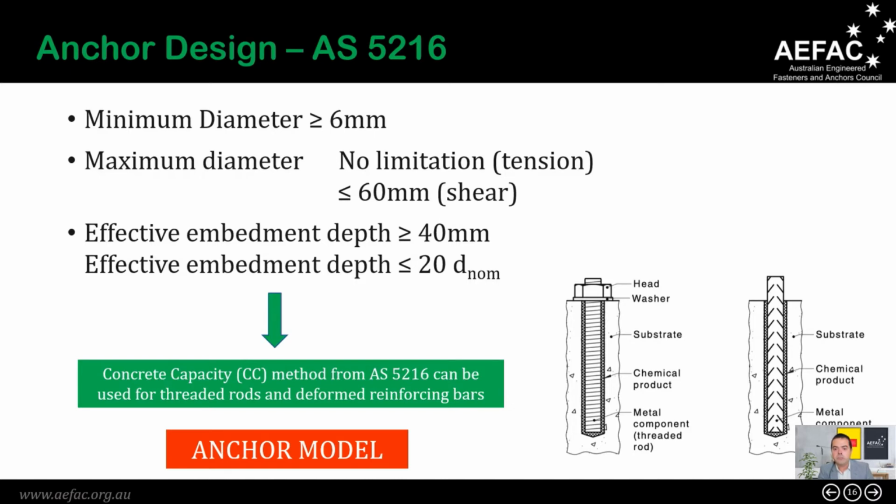The important limitations here are in terms of depth and diameter. In terms of depth, for the chemical anchors, it has to be greater than 40 mm and less than 20 times the diameter of the rebar. If all these requirements are met, we design using the concrete cone capacity method, no matter whether there is reinforcement as an anchoring element or threaded rod as an anchoring element. And we call this design philosophy the anchor model in this presentation. So I will be referring to the anchor model again and again in this presentation. The anchor model refers to the concrete cone capacity method.